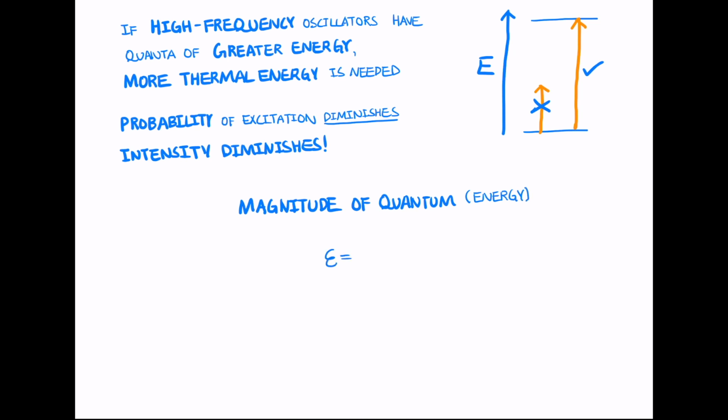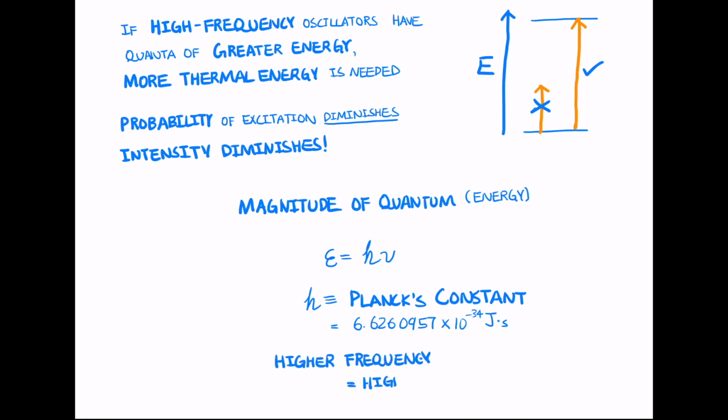Epsilon is equal to h nu, where h is Planck's constant, 6.660957 times 10 to the negative 34 joule second. You can see that the constant has the unit of joule second so that it would convert frequency into energy. This relationship between energy and frequency would prove to be extraordinarily important, especially in analyzing different substances.